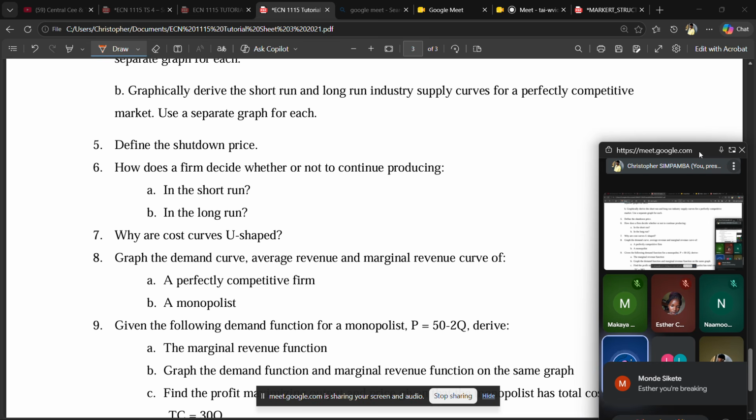The short-term price is the price below the minimum AVC.